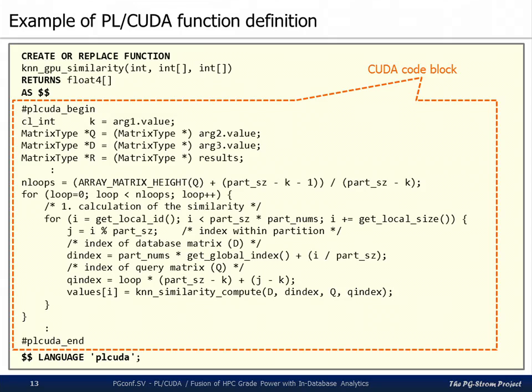First of all, here is an example of a CUDA function. CUDA is a programming language for GPU devices, like C, and we can add these code blocks in the definition part of a create function. These code blocks are put into the GPU kernel without any changes.